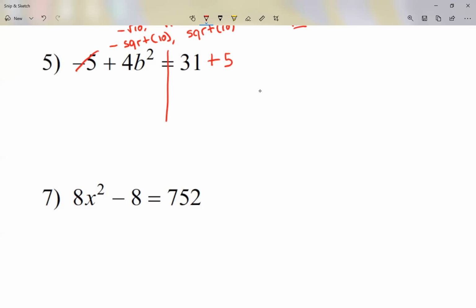Right, I'm going to move it as the opposite side. So that gives me the 4b squared is equal to 36, right? 31 plus 5 is 36.